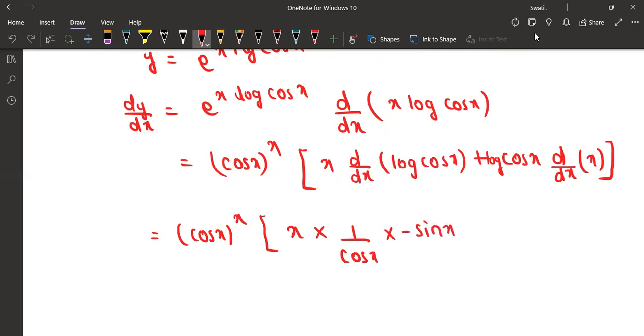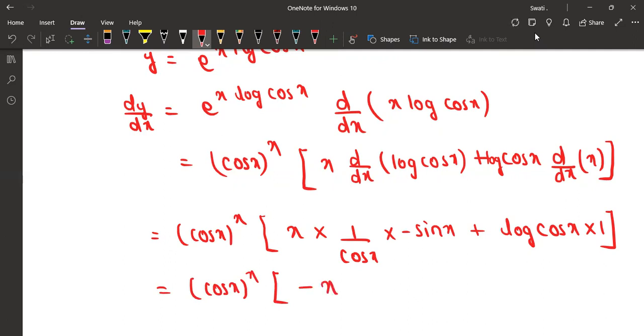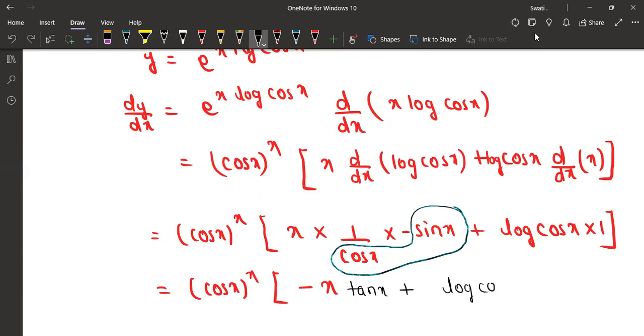Make sure you're writing the formula on the other side. Plus log cos x, derivative of x with respect to x is 1. So now we can close the bracket. So this will become cos x raised to x, and then this is minus x, and this is sin x upon cos x. You can notice that sin x upon cos x has a formula, and that is tan x. So it will become minus x tan x, and then plus log cos x into 1, that is simply log cos x.